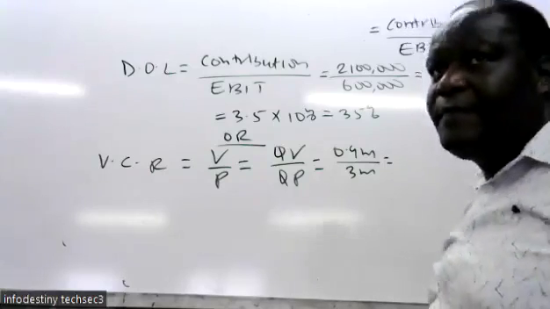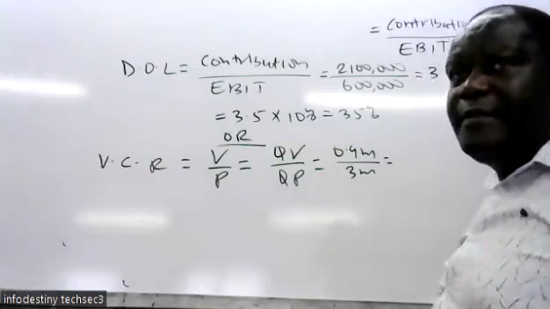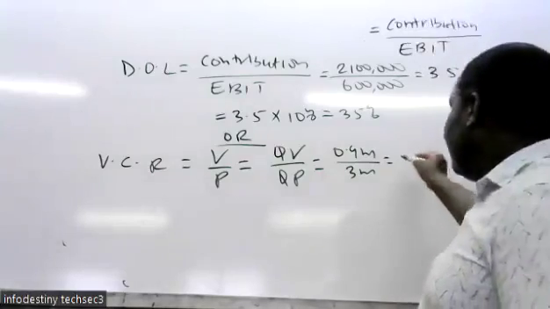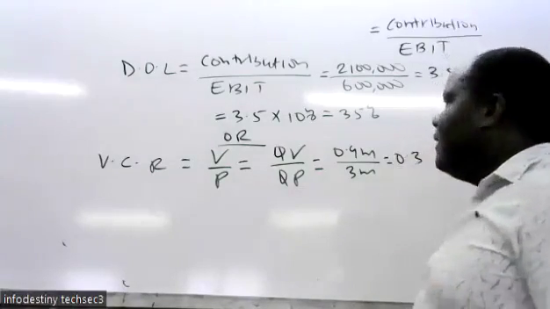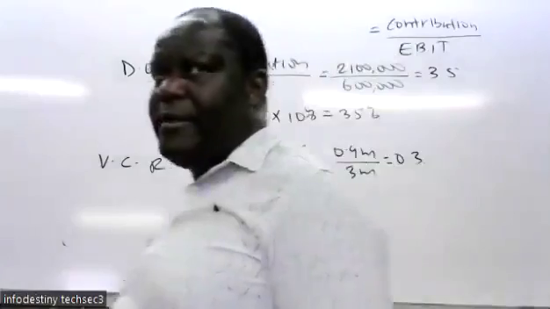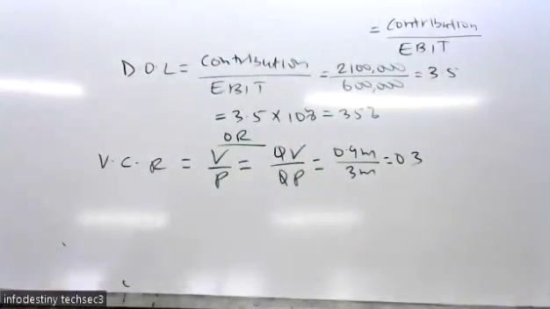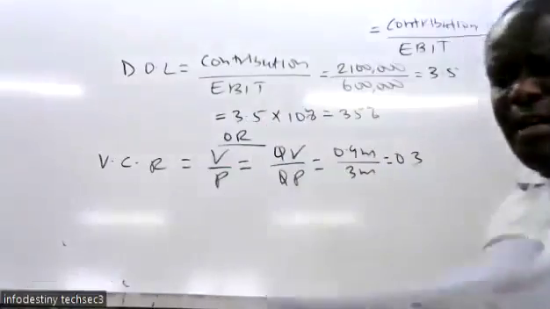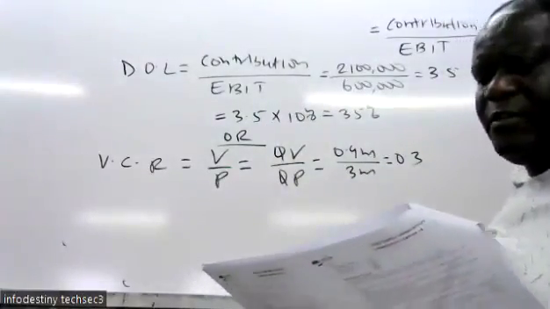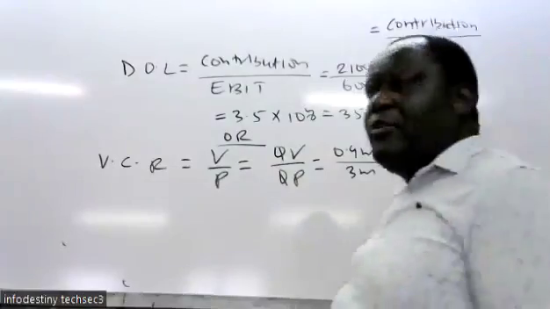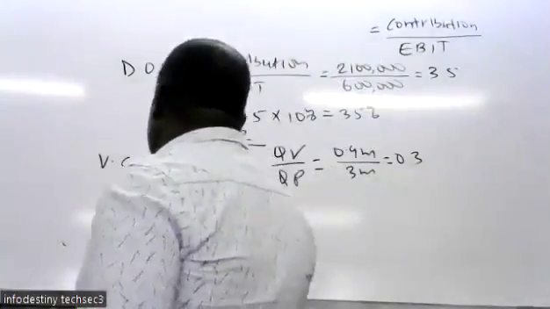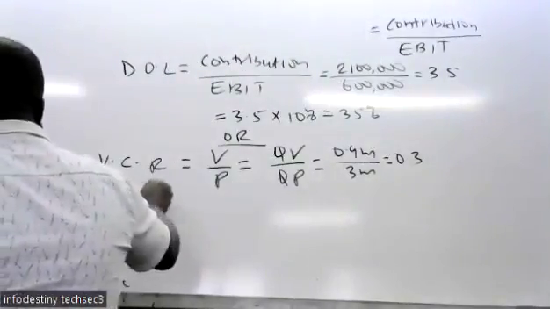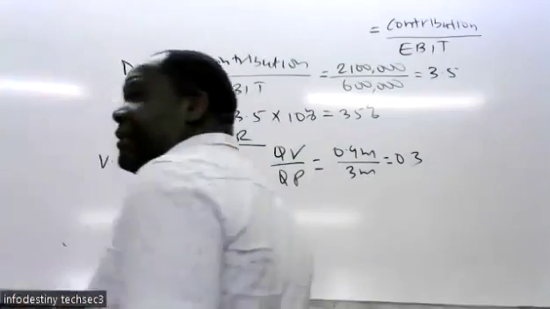It is exactly 0.3. Now, after that, we want to see by what value earnings before interest and tax will increase. So we now prepare the income statement afresh. We start off with the sales.